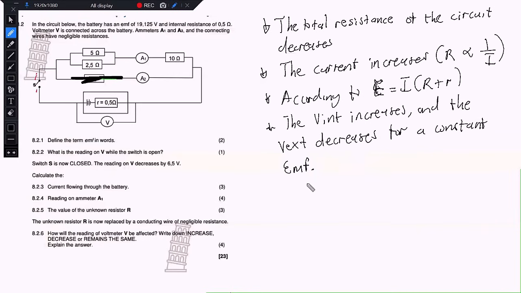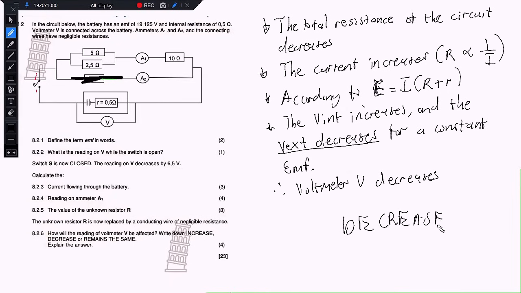So what is our answer? Therefore, voltmeter V decreases because voltmeter V is actually reading the V external. Right, so therefore voltmeter V decreases. So our answer to this one should be decrease. That's how you were supposed to tackle that question there.